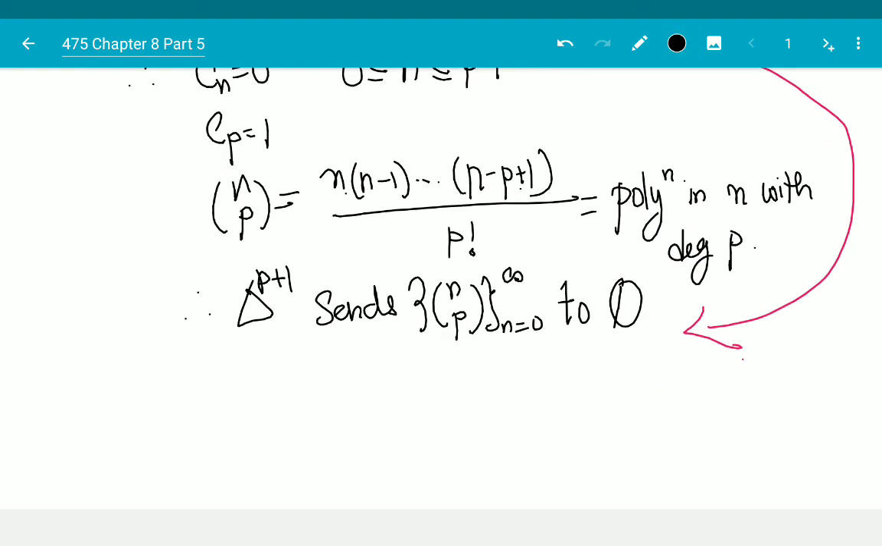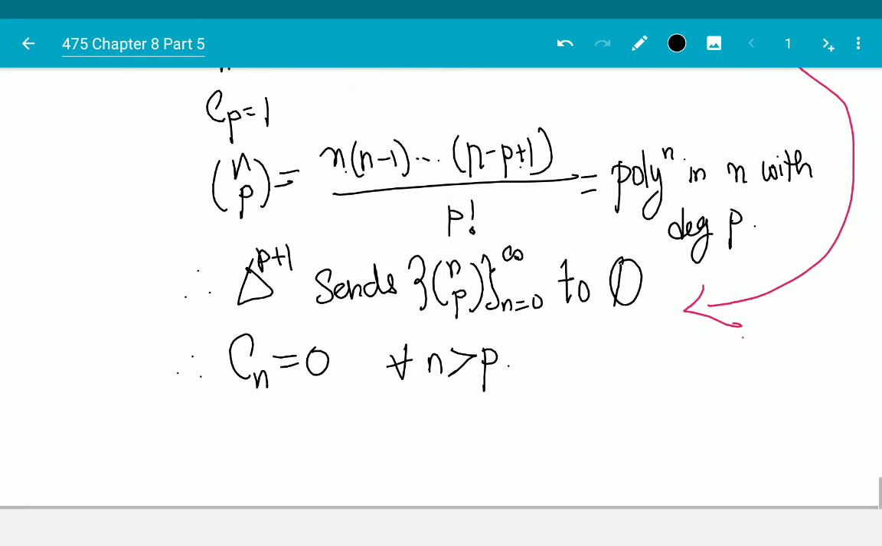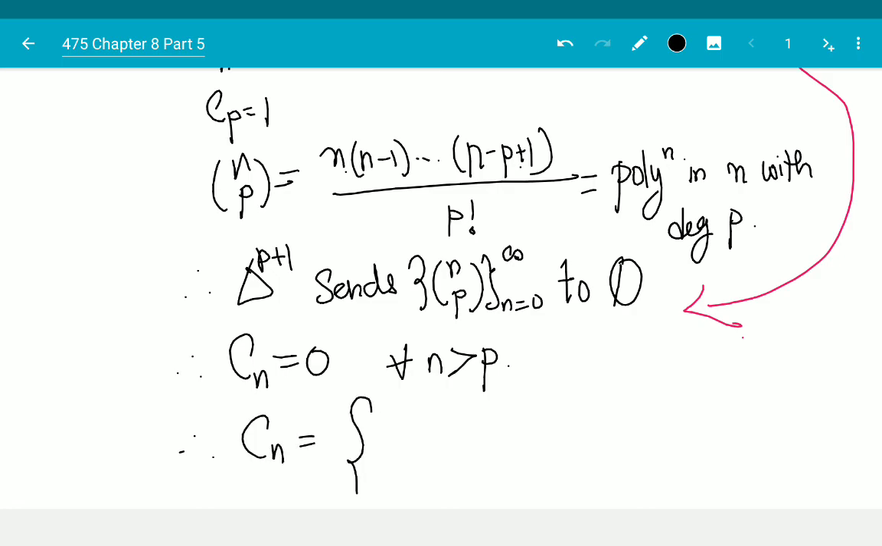And therefore, C_n is equal to 0 for every n greater than p. And hence, therefore, C_n is equal to 0 if n is not equal to p, and 1 if n is equal to p. Okay, let's stop this video here.